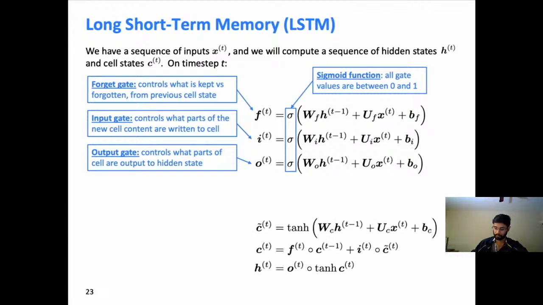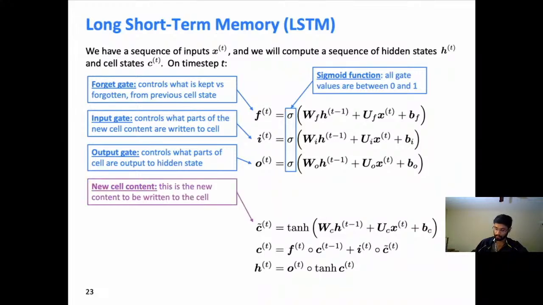All right, so the next set of equations shows how we use these gates. In the first line, you can regard C tilde as the new cell content. This is the new content that you want to write to the cell. It is also computed based on your previous hidden state and your current inputs, and this goes through a tanh nonlinearity. So this is the main content that you are computing based on the context, and you want to write this into memory.